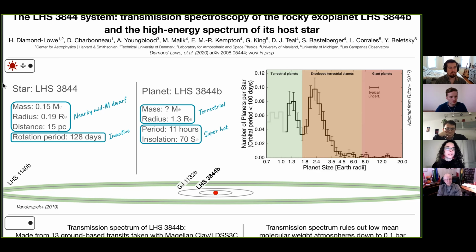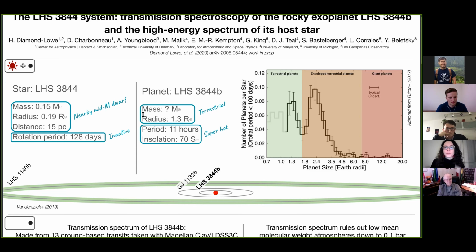The star LHS 3844 is a nearby mid-M dwarf, and we consider it fairly inactive. It has a long rotation period, no visible H-alpha in emission, all the indicators you'd look for. And then there is a planet around LHS 3844 that was discovered in the TESS data initially. This planet is terrestrial in nature, and it is also super hot. It has a very short orbital period, and it's very highly irradiated.